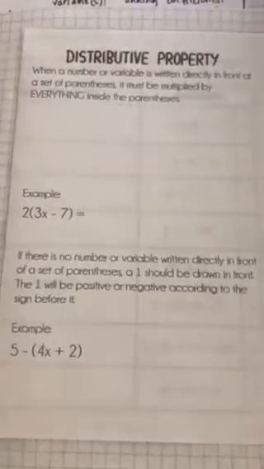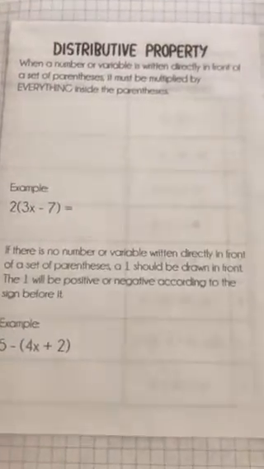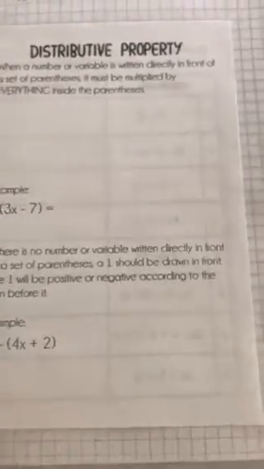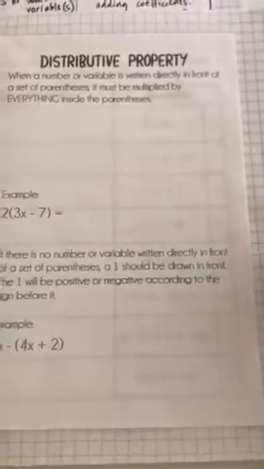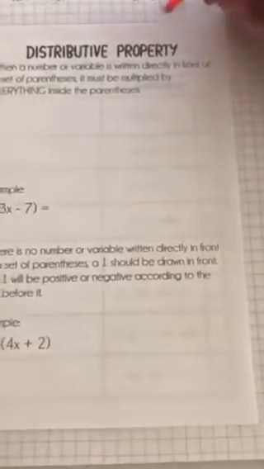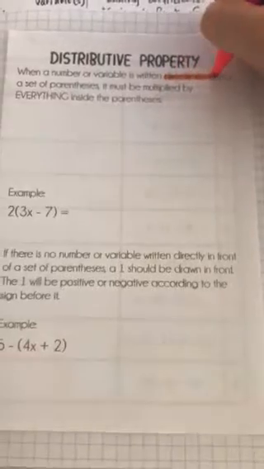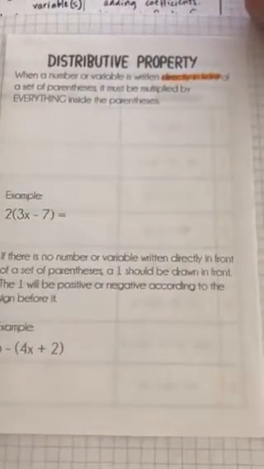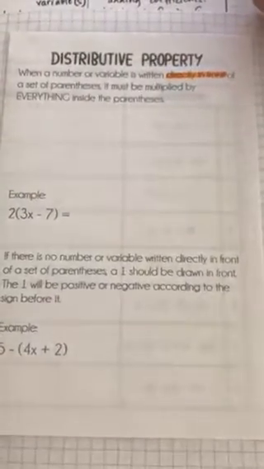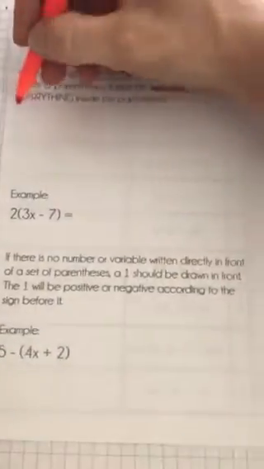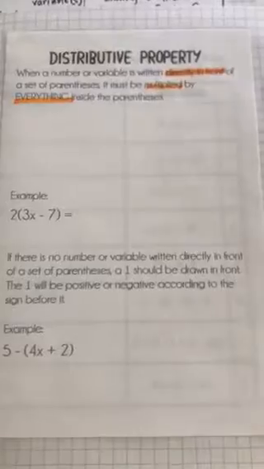Okay, our final topic today is dealing with the distributive property. So I've got a description at the top of our notes here. When a number or variable is written directly in front of a set of parentheses, meaning there's no sign in between the parentheses and the number, it must be multiplied by everything. So we're multiplying by everything inside the parentheses.